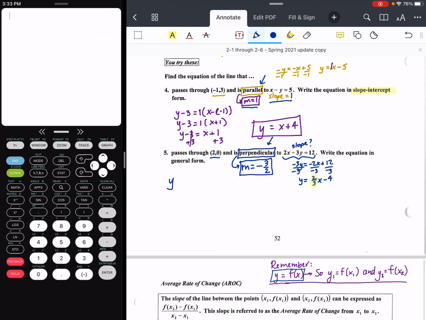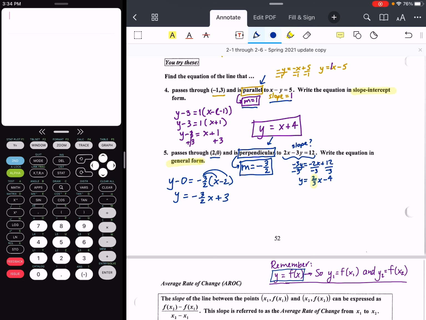All right, so y minus 0 equals negative 3/2 times x minus 2. I can simplify that left side to just y equals, and then if I distribute, it gives me negative 3/2 x. Negative times negative is positive, and then my negative 3/2 times negative 2, the 2's will cancel, and I just get a plus 3. So wouldn't that be nice if I were going for slope-intercept form? Because then I'd be done. But in this case, they want general form.